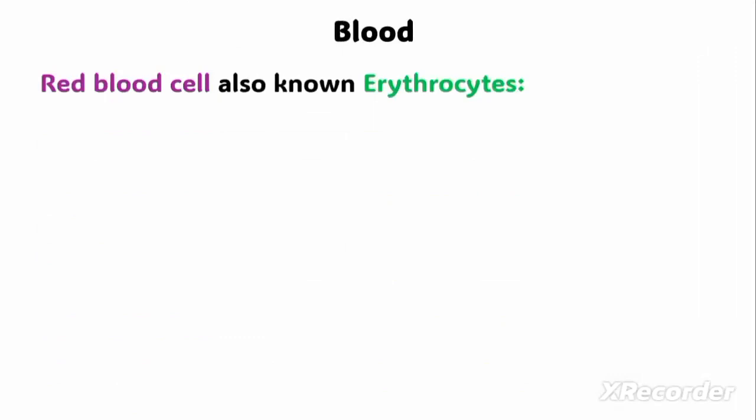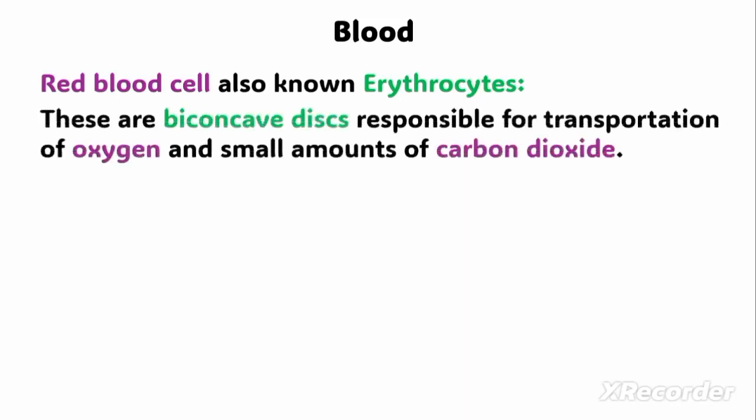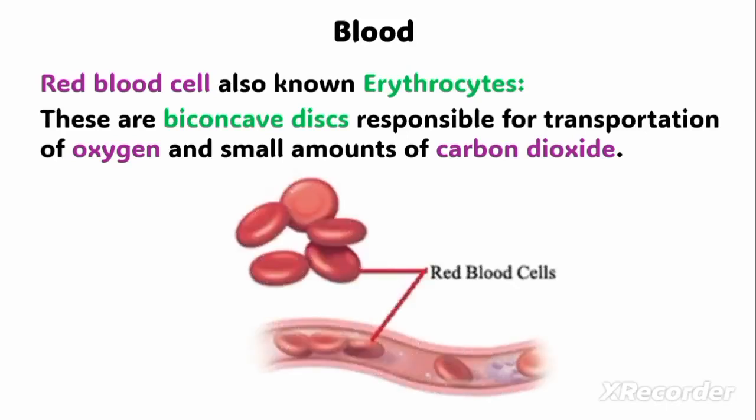Red blood cells are also called erythrocytes. These are biconcave discs responsible for transportation of oxygen and a small amount of carbon dioxide. So the major function of red blood cells is to transport or carry oxygen and a small amount of carbon dioxide.